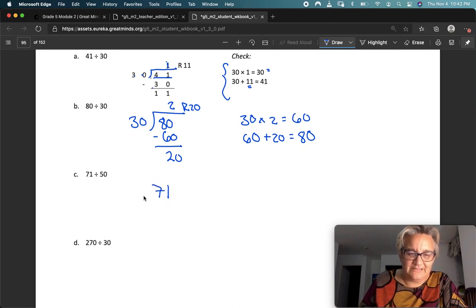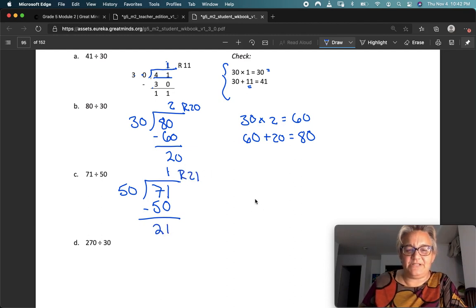71 divided by 50. 5 tens, right? 5 tens will go into 71, or 7 tens and 1 one, just one time, right? 5 goes into 7 one time. But it's 50 and 70, so I have to put it above the ones place. 1 times 50 is 50. Then subtract, and I get a remainder of 21.